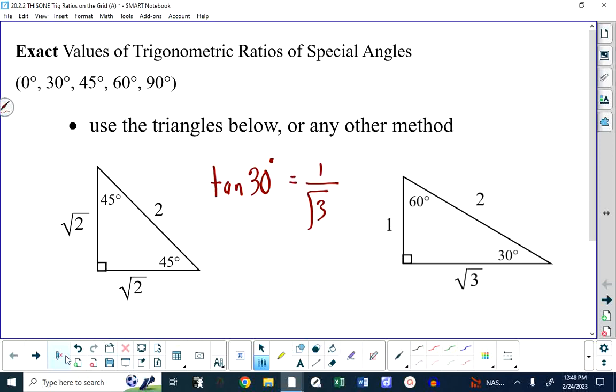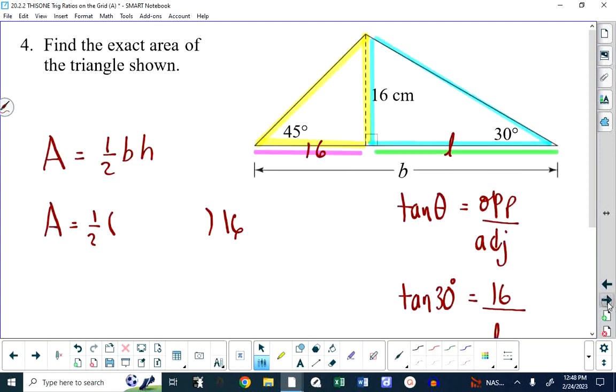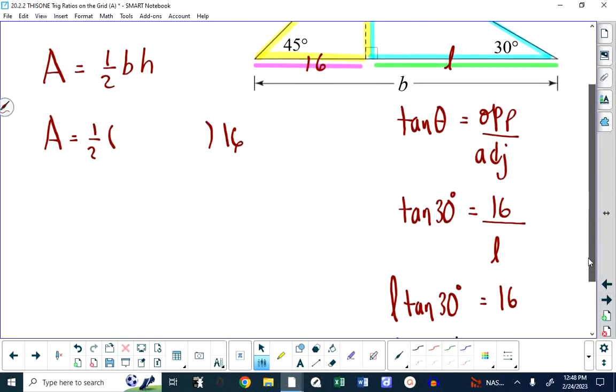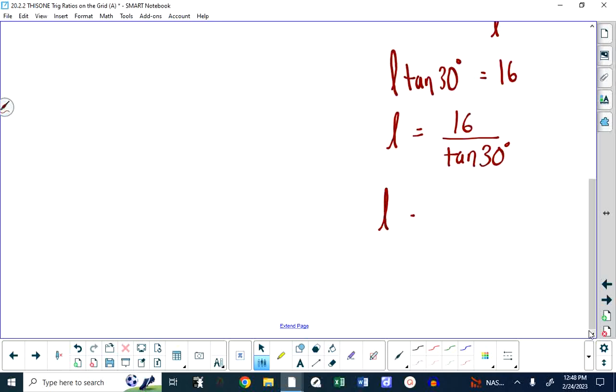So going back to the problem now, we said that that green length is equal to 16 divided by tan 30, and that means it's 16 divided by 1 over root 3. And again, I talked about this yesterday. It's okay when you divide by a fraction to remember the rule that you multiply by the reciprocal. But there's a more general rule that's more helpful.